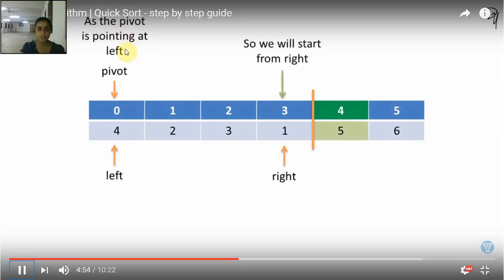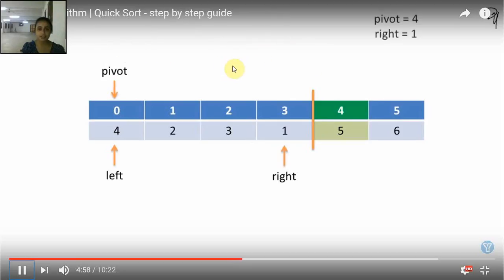As the pivot is pointing at left, we will start from the right and we'll move towards left. Again we have to apply all those logic that we had applied before. Pivot is equal to 4, right is equal to 1.